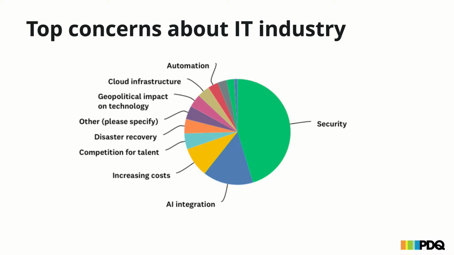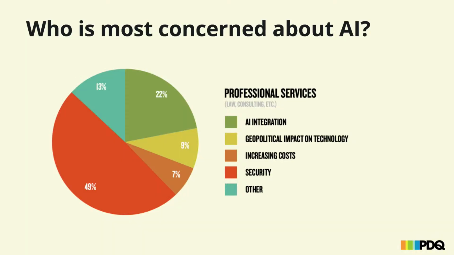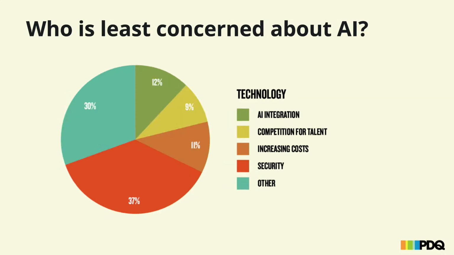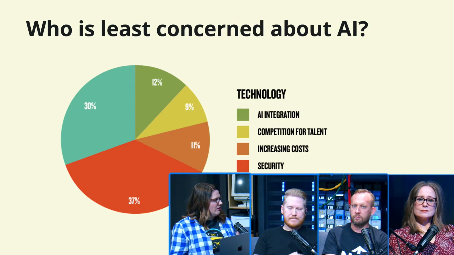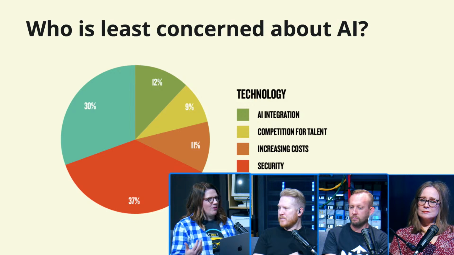So I wanted to dig into this a little deeper, did some pivot table magic in Excel, and looked at who's most and least concerned about this based on what industry they work in. The field most concerned about AI in IT is professional services. These are people like law firms, consulting companies, things like that. On the flip side, the people least concerned about AI are in tech, which we're going to see on the next slide. Only 12% of people who work in technology said that AI integration was their biggest concern. So there's some variation, depending on where you work and how familiar you are with it.